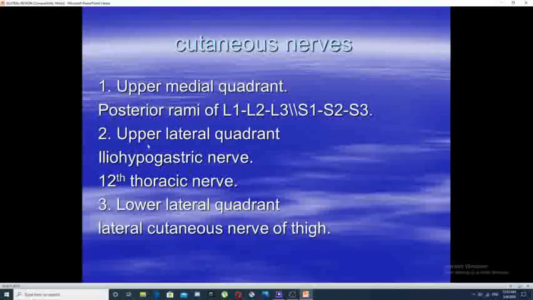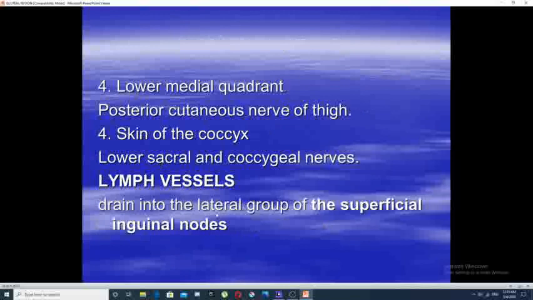For the upper lateral quadrant, the nerve supply is coming from iliohypogastric nerve and 12 thoracic nerve or subcostal nerve. From the lower quadrants, the lower lateral quadrant derived its nerve supply from lateral cutaneous nerve of thigh, a branch of lumbar plexus. Lower medial quadrant, its nerve supply coming from posterior cutaneous nerve of thigh, which is a branch of sacral plexus.